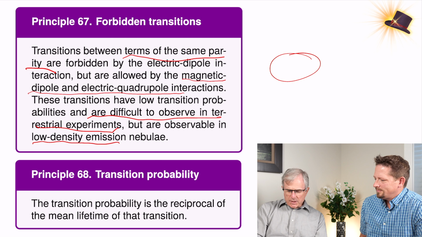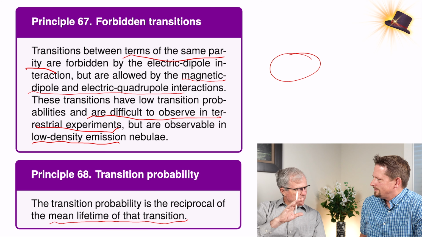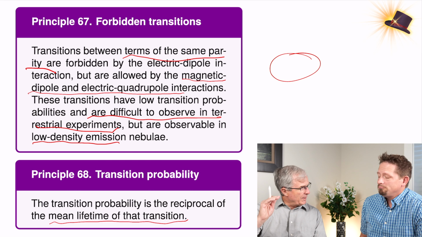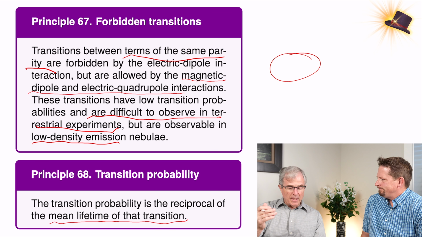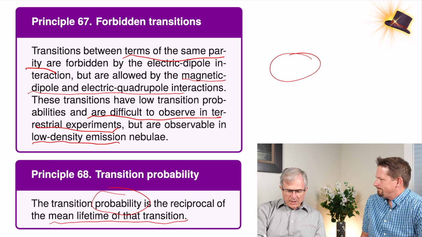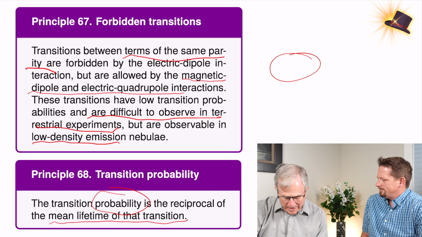And the transition probability, so if you think about the mean lifetime, so how long that electron sits in level 3 before it transitions to level 2, you can't predict for any particular one, but you can say, well, let me do this experiment 1,000 times and find the average amount of time that it spends in level 3. That's called the mean lifetime. And 1 over the mean lifetime is called the transition probability, or sometimes called the transition rate.